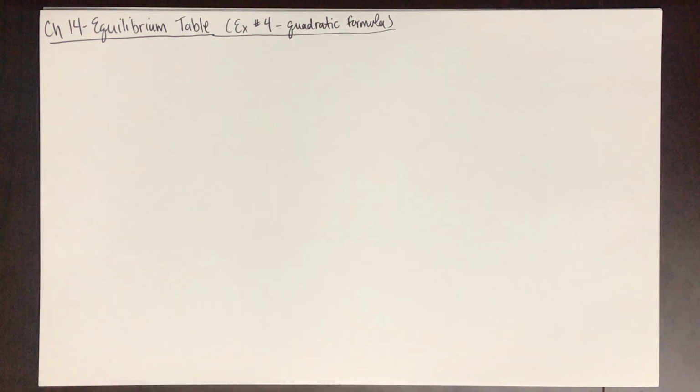Okay, let's look at another example where we're solving for a concentration at equilibrium using an equilibrium table. This is an example where we do have to use the quadratic formula. So let's look at this one.